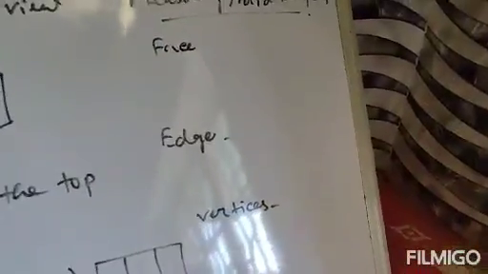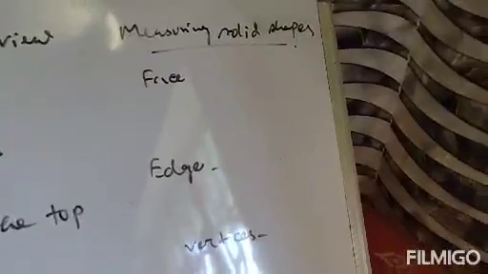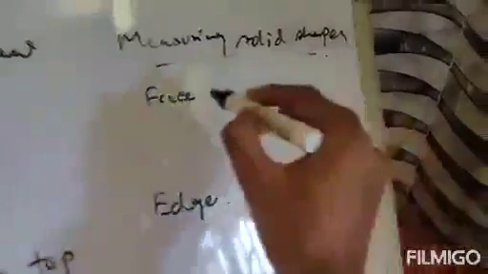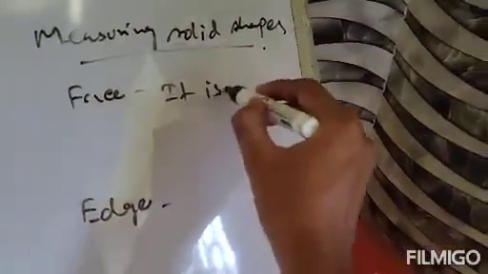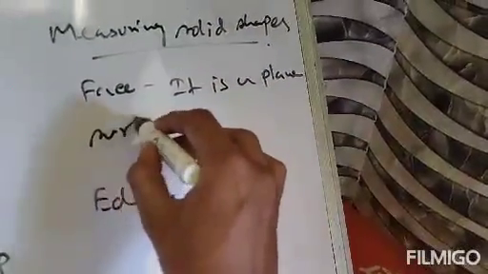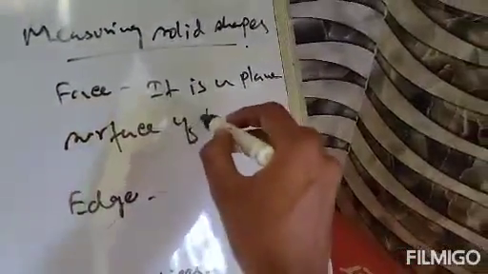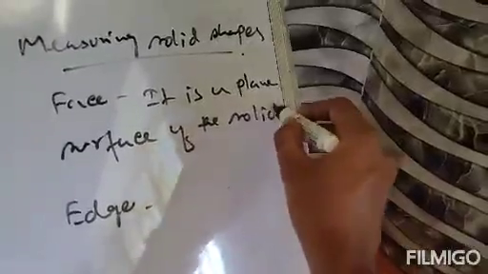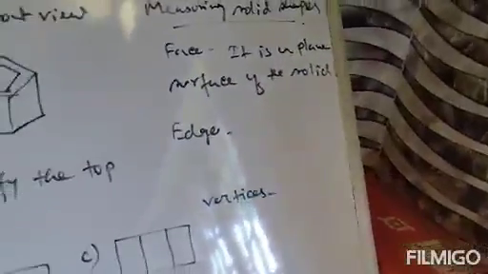So what is a face? Face is actually a plane surface of the solid. The plane surface of a solid is known as a face. So it is a plane surface of the solid, that is face.